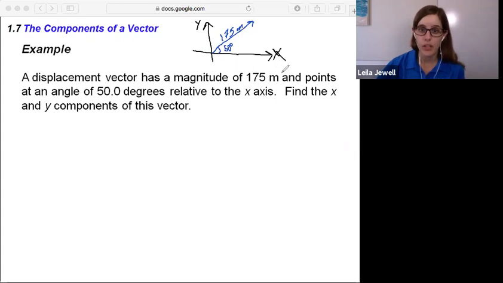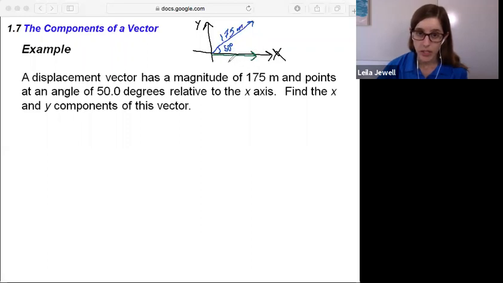Cool. Now we want to find the x and y components of this vector. In other words, we want to know how much of the 175 meters is pointing purely in the x direction and how much of it is pointing purely in the y direction. So to draw this in, we could draw it any number of ways. But one is we could draw our x down below because we've been using that a bunch.